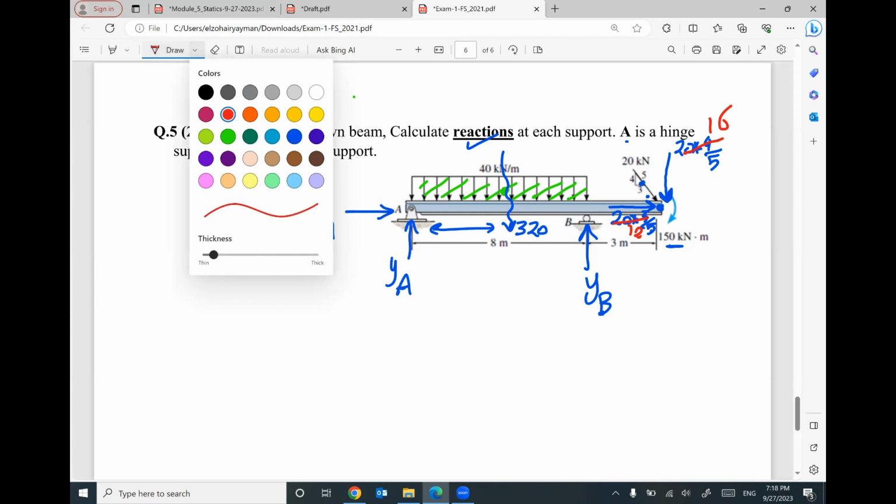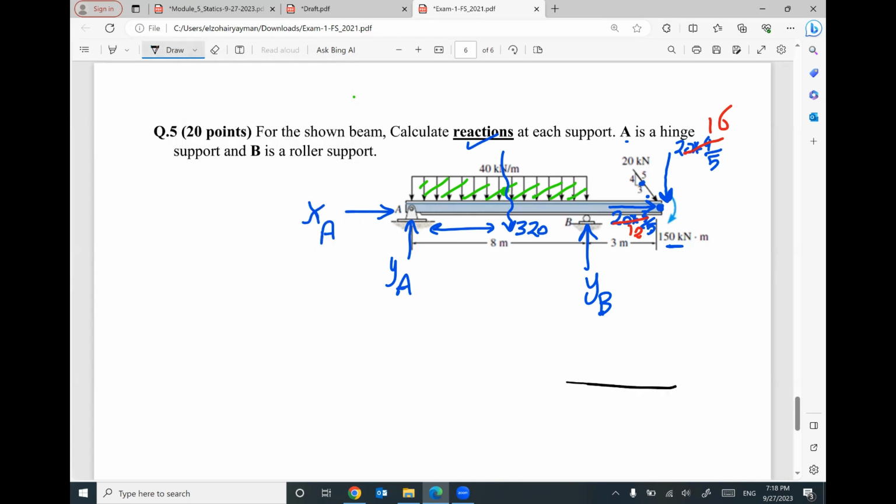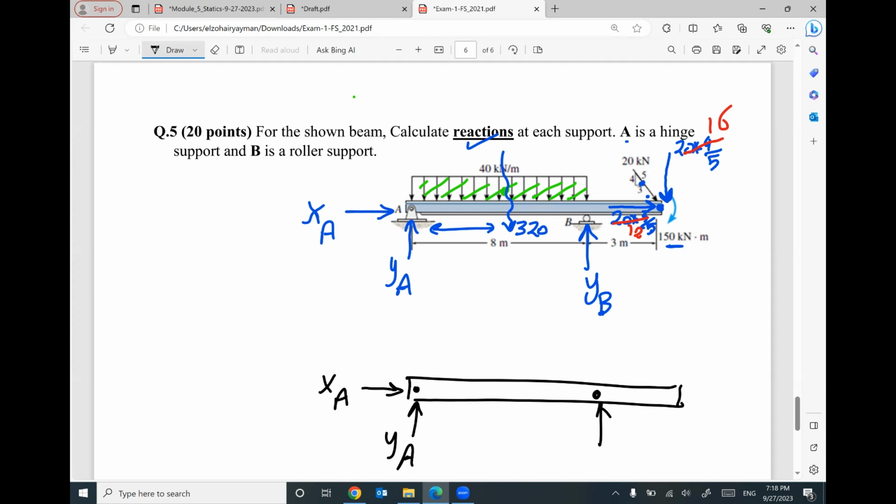If you would like, I can redraw the beam one more time to be more clear. I have reaction here, XA, reaction here, YA. I have reaction here, YB. I have equivalent here, how much? 320. I have vertical force here, 16. Horizontal force here, 12. And we have the given moment here, 150.